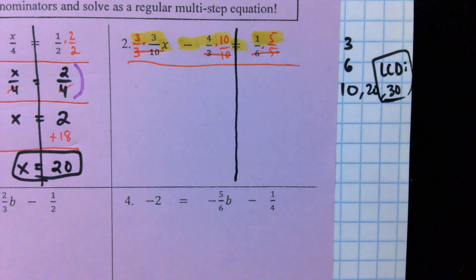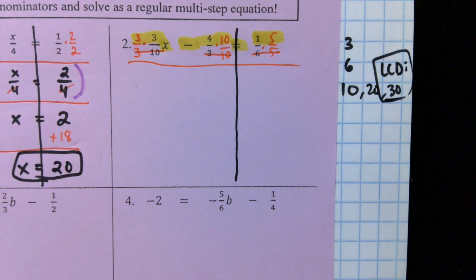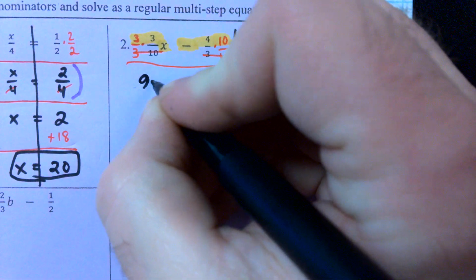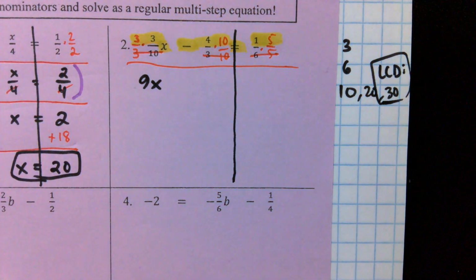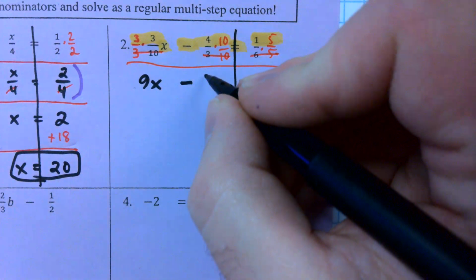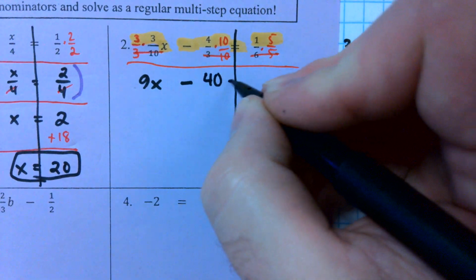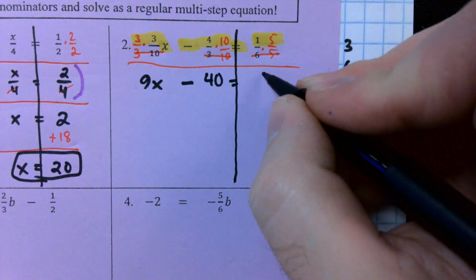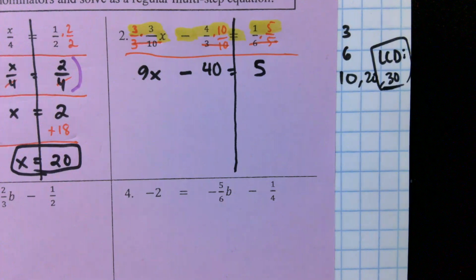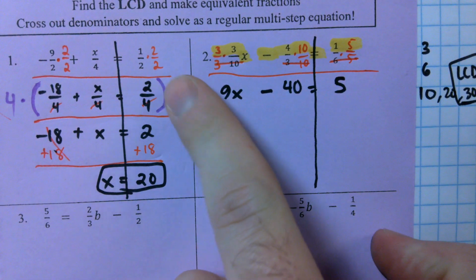So what is 3 times 3x? 9x. What is negative 4 times 10? Negative 40. And what is 1 times 5? 5. So look at that. We didn't have to rewrite the fractions at all. We skipped this whole step right here.